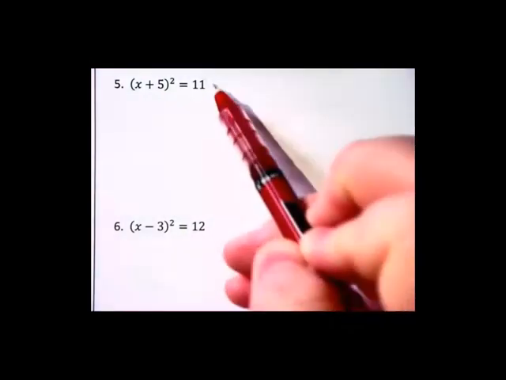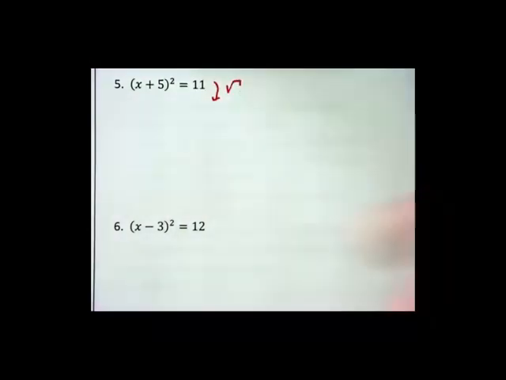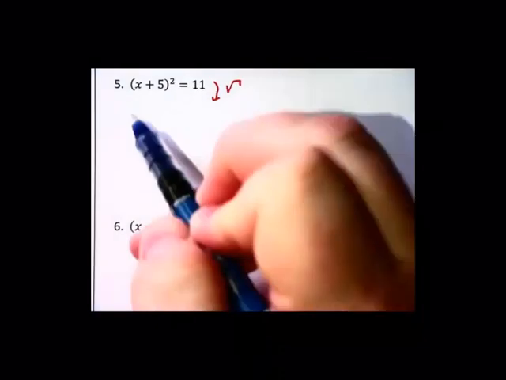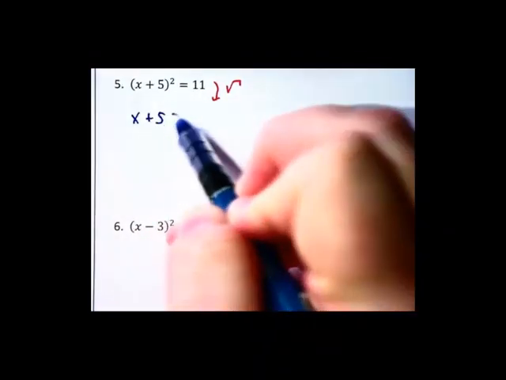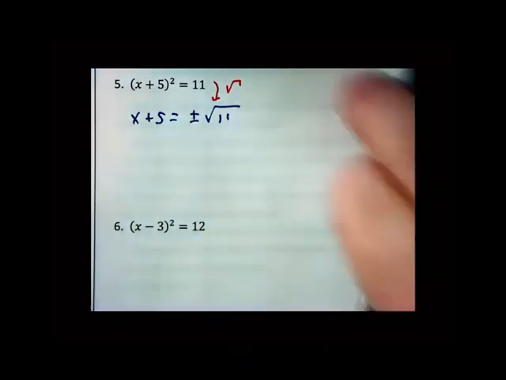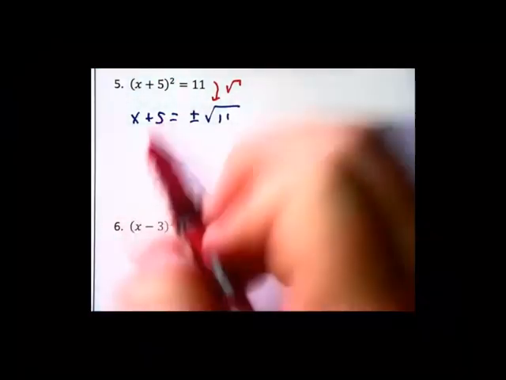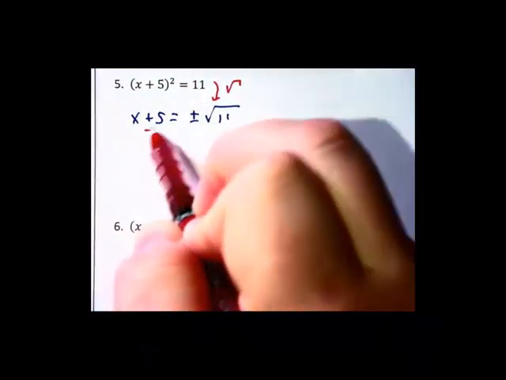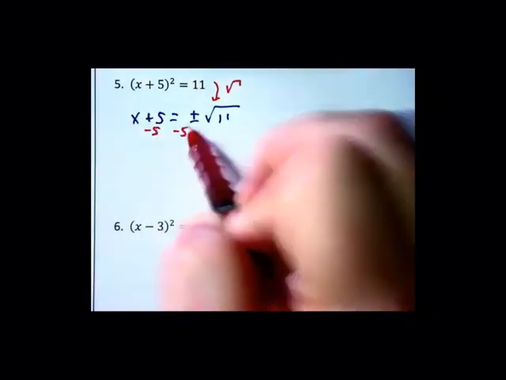On this next problem, again, you've got x plus 5 quantity squared. You want to undo that squared quantity by square rooting each side. So now you're going to have x plus 5 equals plus or minus root 11. And don't forget that plus or minus sign. Now, we want the x by itself. We want to subtract 5 on each side.